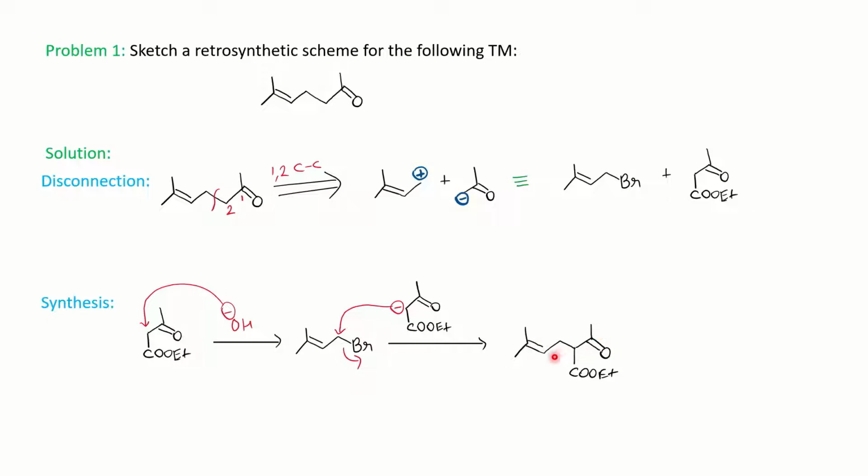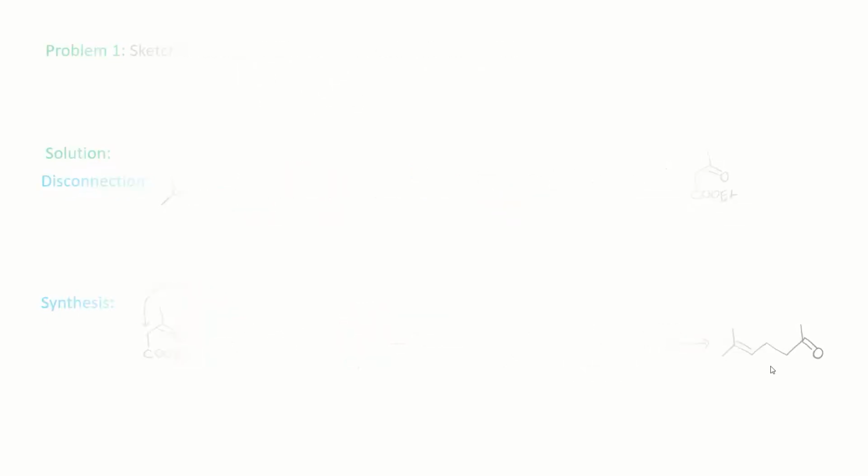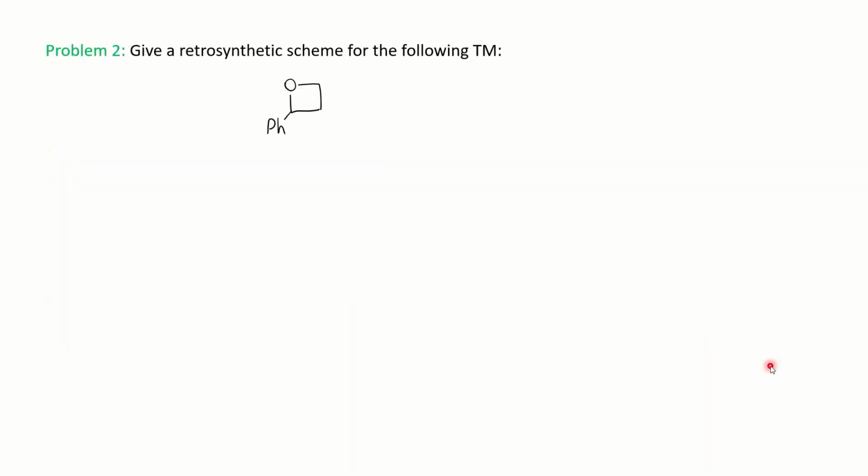It will give you this compound, where if you compare this compound with your target molecule, you have COOEt extra here. So we just want to remove it. In the presence of base, after doing hydrolysis, you will get your target molecule. So this COOEt will convert into COOH. On heating, the loss of carbon dioxide will give you the desired target molecule. And so with the help of 1,2 C-C disconnection, you can find the starting material, and then you can do the synthesis of the target molecule.